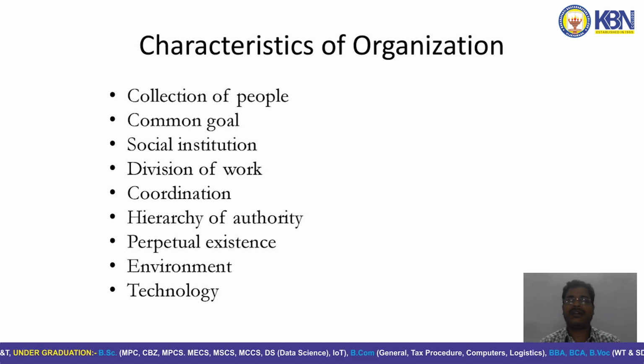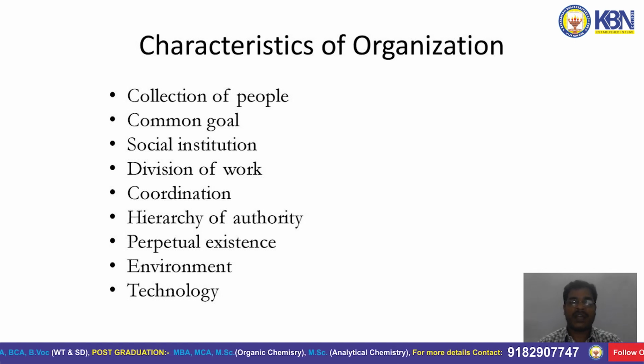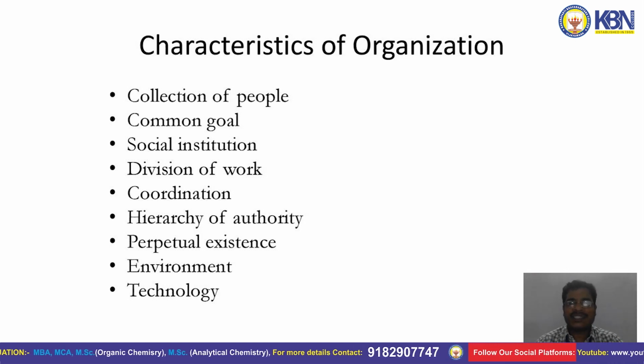And environment and technology are also playing a vital role in bringing the organization into a successful mode. So these are some of the characteristics that every organization has to possess. Altogether, if we combine all these 9 characteristics, every characteristic feature is focusing completely on the organization, which means a group of people working together for a common goal. That is the essence of all these 9 characteristic features of an organization.